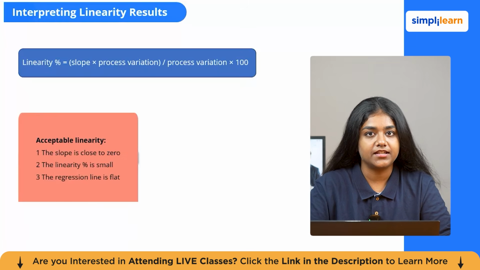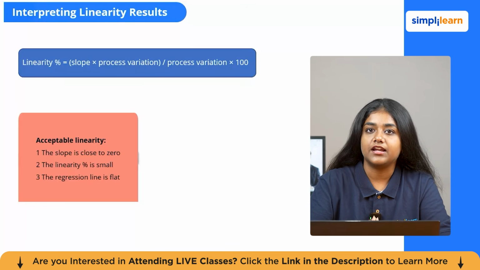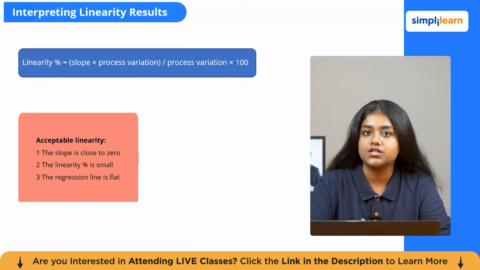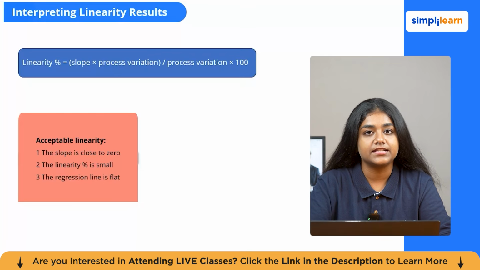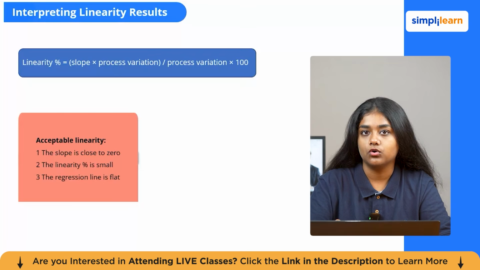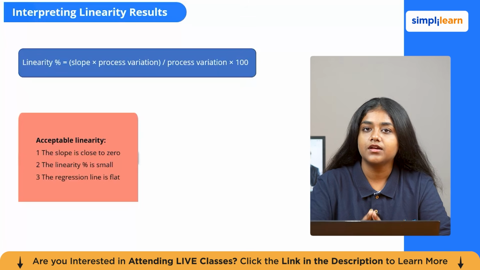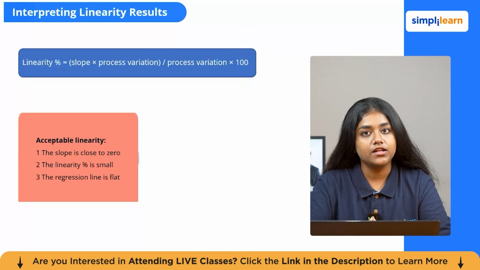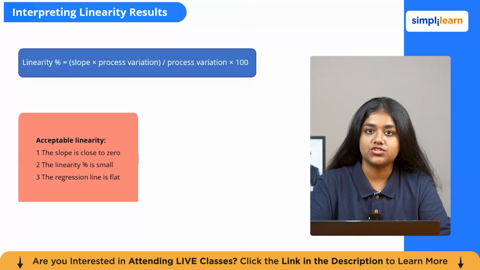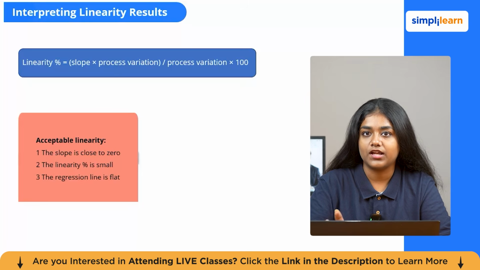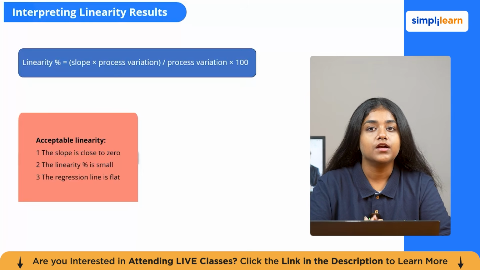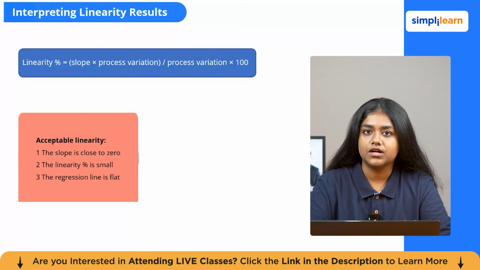represents. Acceptable linearity means a gauge has acceptable linearity when the bias remains nearly constant across the full measurement range. This means the measurement system performs consistently whether it is measuring low, middle, or high reference values. The gauge error does not increase or decrease significantly as the measured value changes. The slope of the bias versus the reference value plot should be close to zero. A slope close to zero indicates that there is very little relationship between the reference value and the bias. In other words, the bias does not change much across the measurement range.